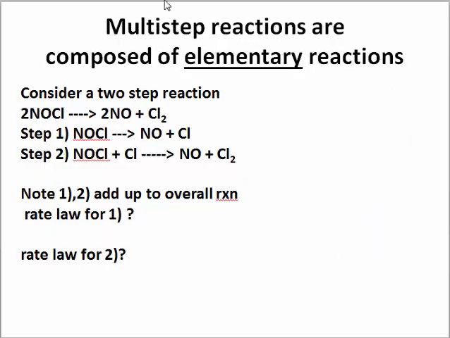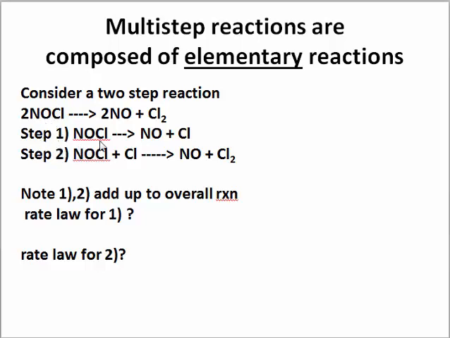Now, any reaction that is more complicated must be a multi-step reaction. Multi-step reactions are composed of elementary reactions that happen in sequence. So here, consider a two-step reaction in which two NOCl's react to make 2NO plus Cl2. This is not an elementary reaction. As you will see, if this was an elementary reaction, the rate would depend on the square of [NOCl], and it would be a second order reaction.